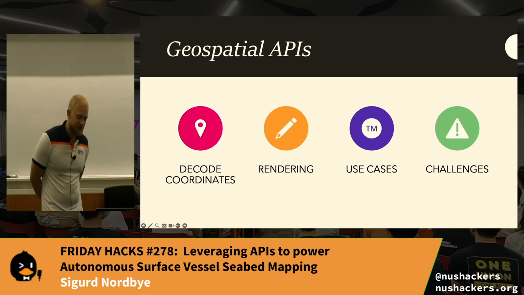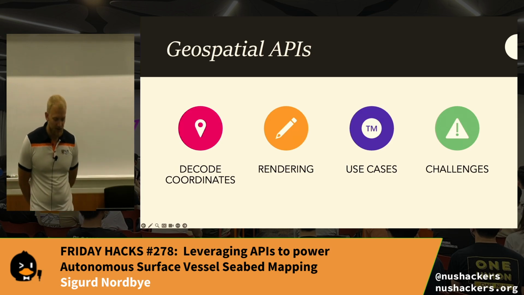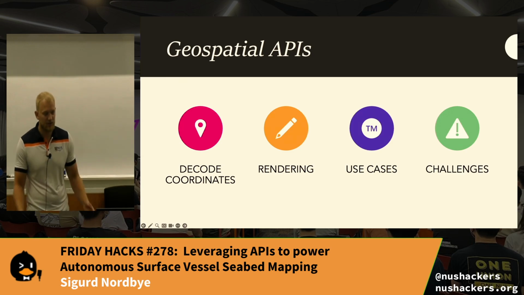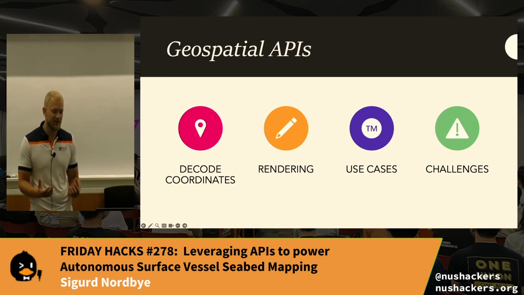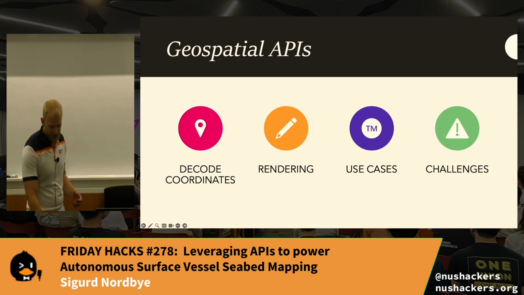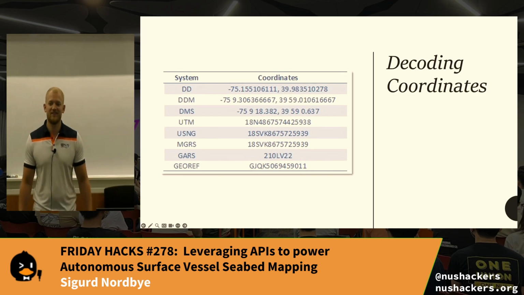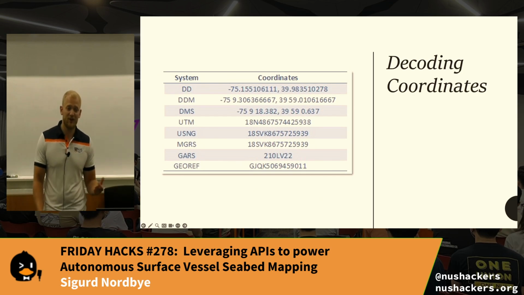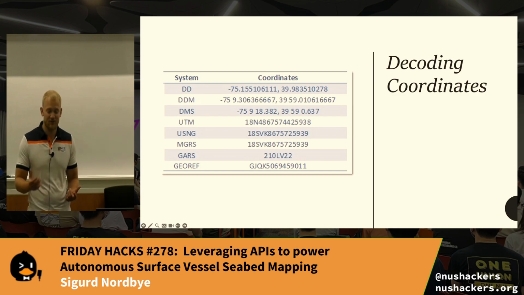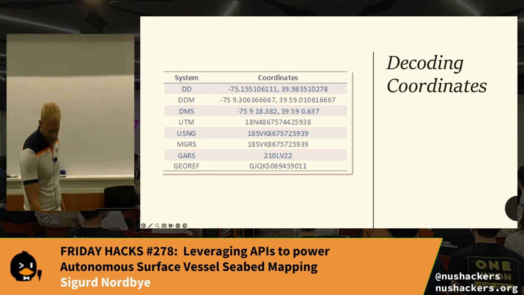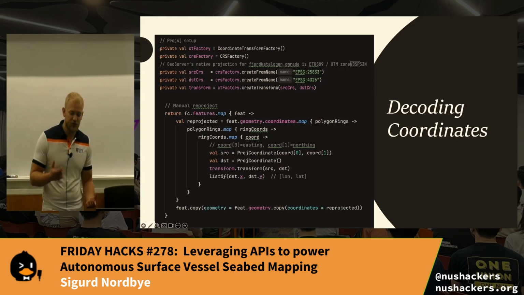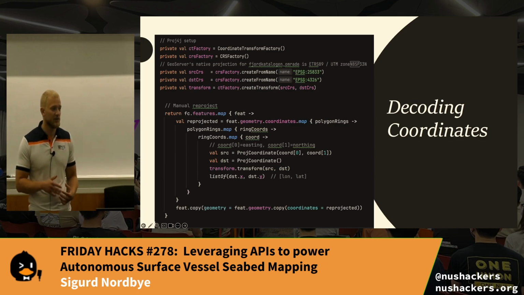Then I will talk about geospatial APIs, mainly how to decode coordinates, how to actually render the polygons or the data in your application, different use cases and challenges. So here you see a few different coordinate systems. As you can see, they are not compatible and they don't work together at all. But when you use a lot of different APIs and also a lot of different software, all of them require different coordinate systems. So therefore you have to project the coordinates you get into another coordinate system.